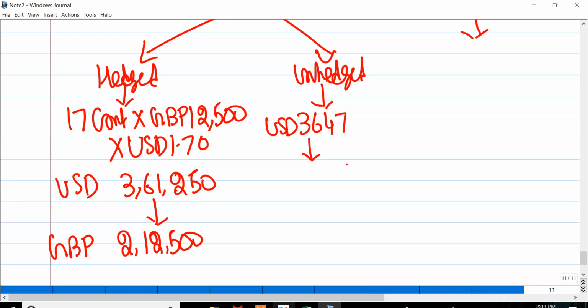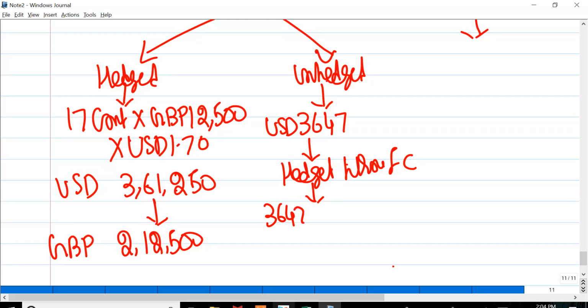Because on day 1 I knew that I'm not going to get 3, because we wanted 17.17 contract. That was the issue. If it was an exact number, I would have fully hedged it. So this number is assumed as hedged through a forward contract. When you hedge it through a forward contract, you are going to pay 3647 into 1 divided by, we had already written the rate, 1.5455.